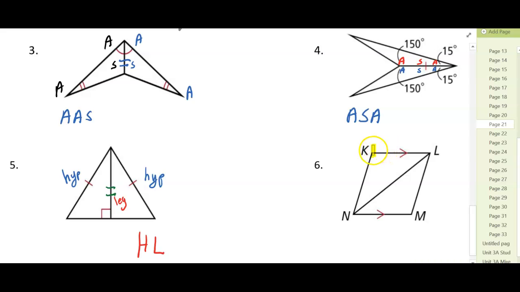remember we have parallel lines here by that red mark. So in parallel lines, we know alternate interior angles are congruent. So this angle in blue is congruent to the angle up at the top. So KLN is congruent to MNL. We also have the reflexive property to mark. So I have the gray marks there. So I know those are congruent.